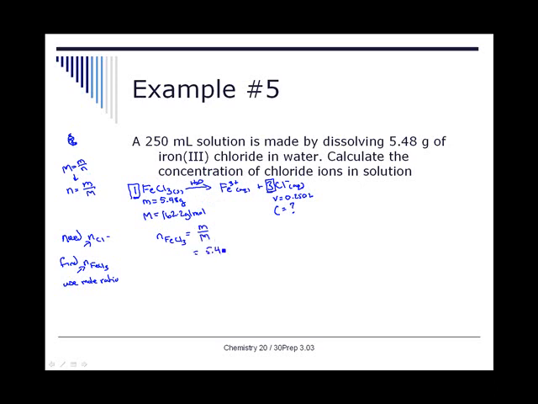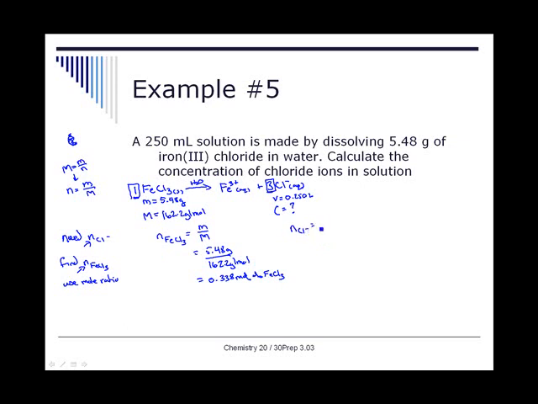So 5.48 grams divided by 162.2 grams per mole. And we get 0.338 moles of FeCl3. And now I'm going to use my molar ratio to find out how many moles of chloride ions I have in the solution. So the next step is the number of moles of chloride ions.